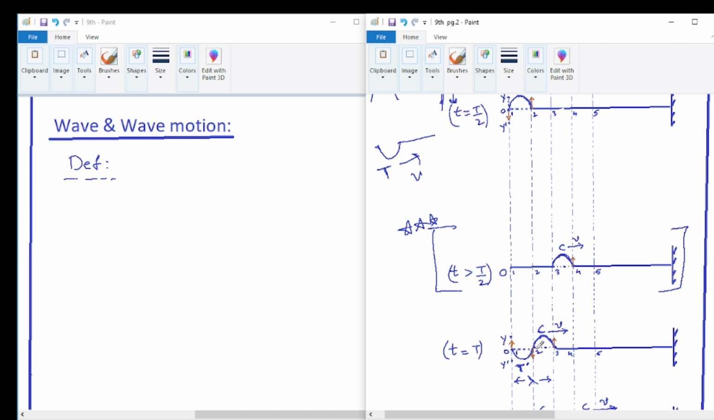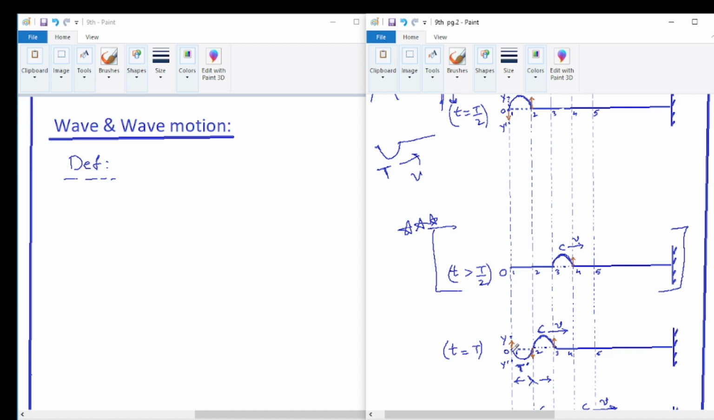Now the crest is no more here. It has moved here. In the next half of the vibration, a trough gets formed. This is how exactly the diagram will look. So that's how one crest and one trough got formed. One complete crest and one complete trough get formed in one time period.